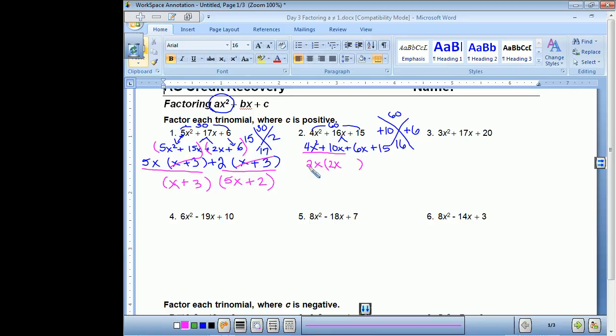What do I multiply 2 by to get 10? 5. Here I have 1x, and here I only need 1x. So do I need any more x's? No. All right, we want these to match. So this needs to be 2x plus 5 also. And so, what can I divide out of 6 so that it turns into 2? 3. Plus 3.